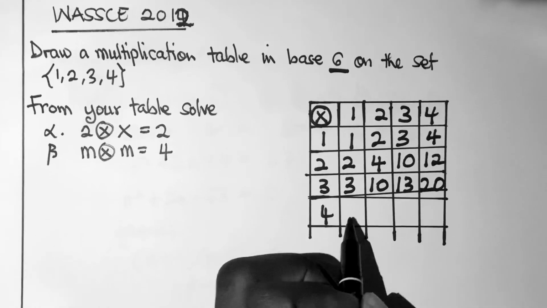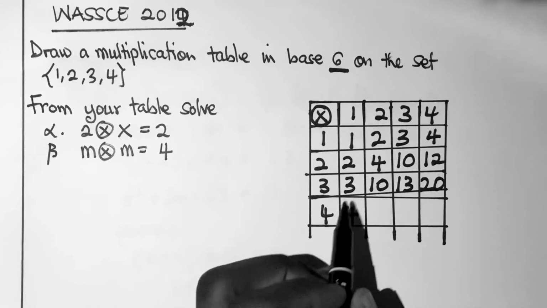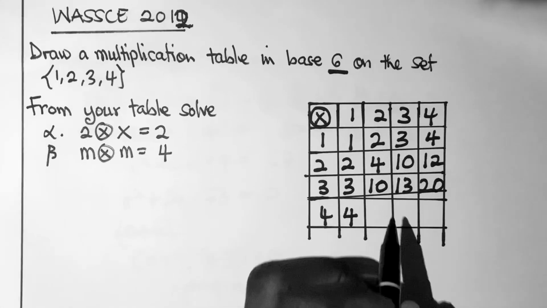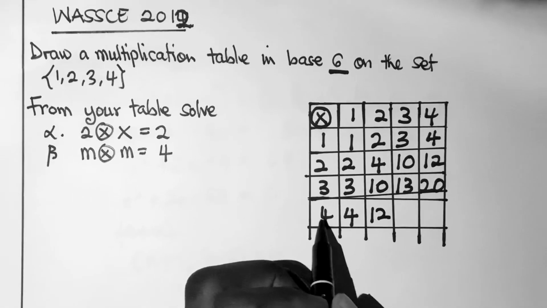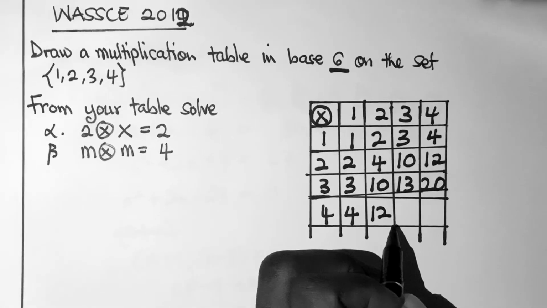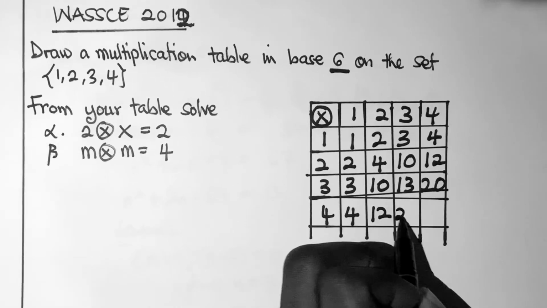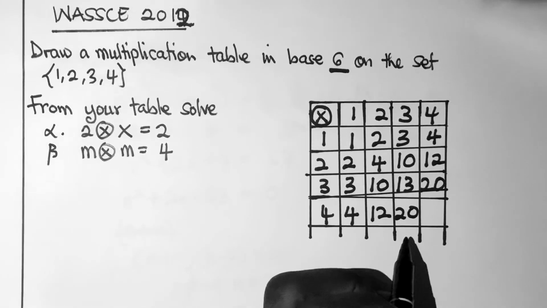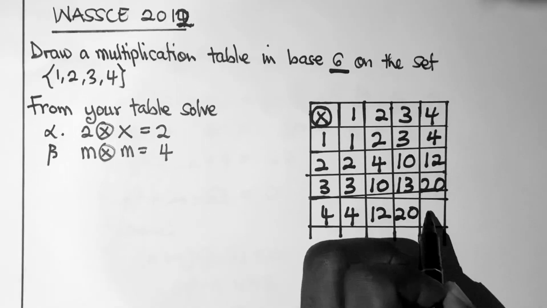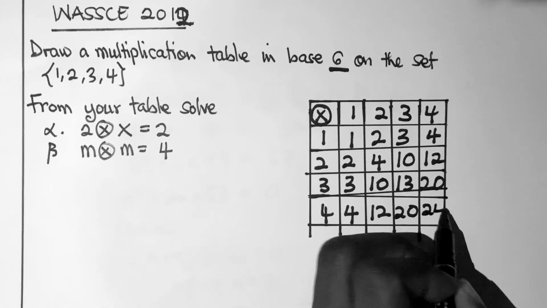And 4 times 1 is 4. 4 is less than 6. 4 times 2 is 8. 8 divided by 6 is 1, remainder 2. Then 4 times 3 is 12. 12 divided by 6 is 2, remainder 0. Then 4 times 4 is 16. 16 divided by 6 is 2, remainder 4.